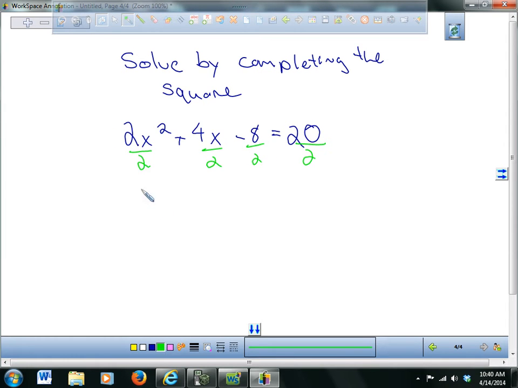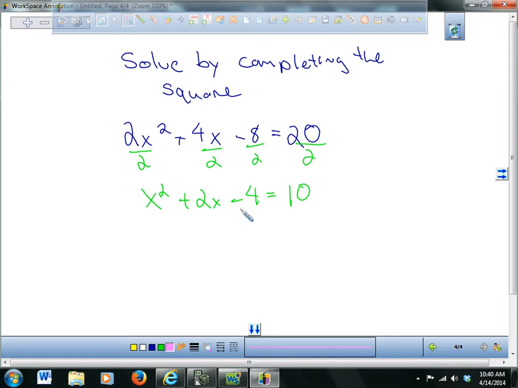So I'm going to divide that by 2. That gives me x squared. This gives me 2x. This gives me minus 4. This gives me 10, right? Who can tell me what to do next, if I'm solving it? I'm not finding the vertex, I'm solving it by completing the square. Grace? Subtract, add 4. Good.